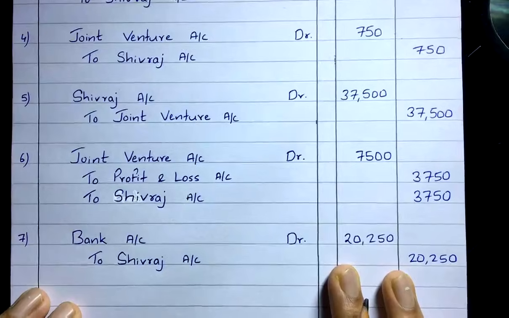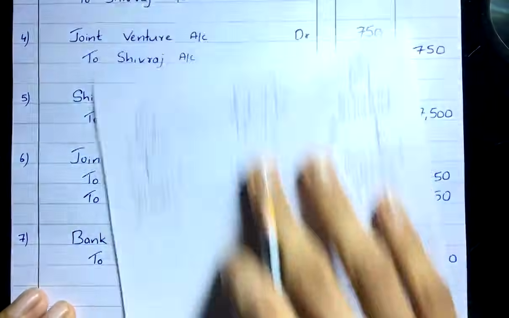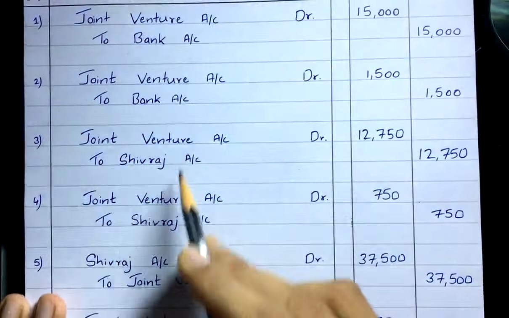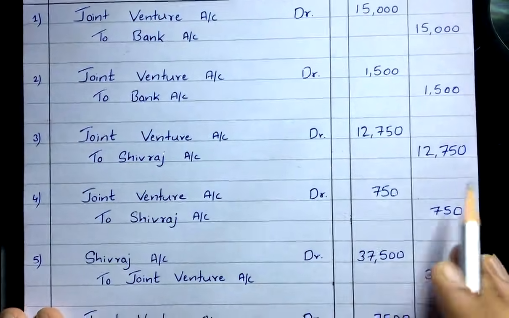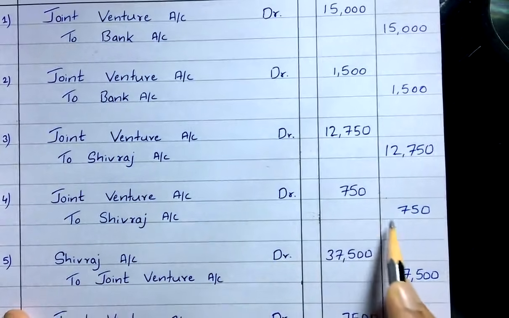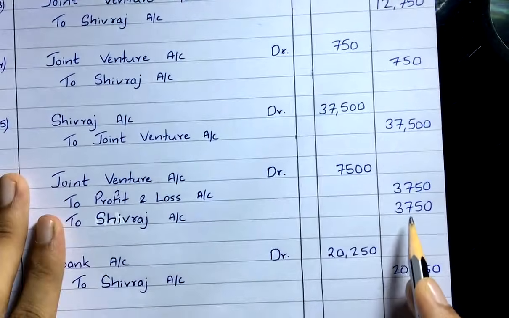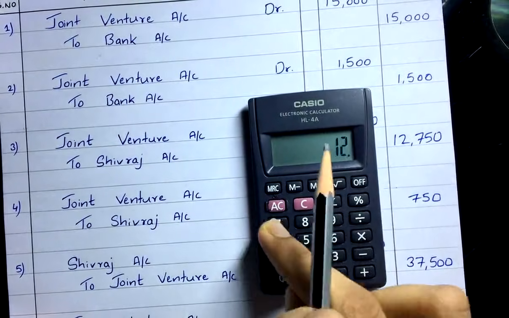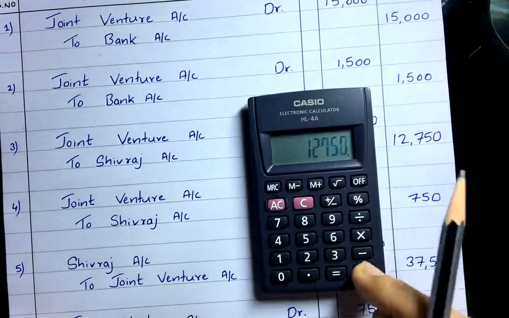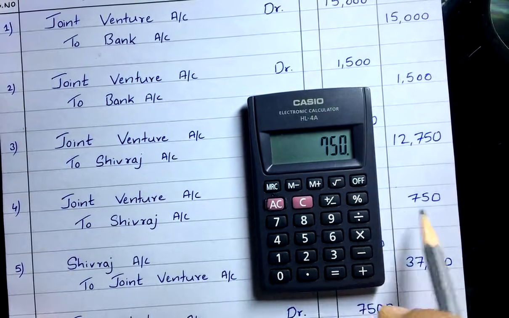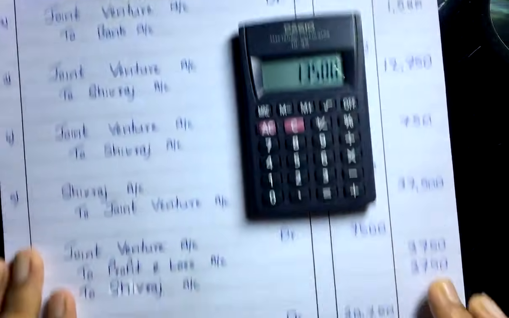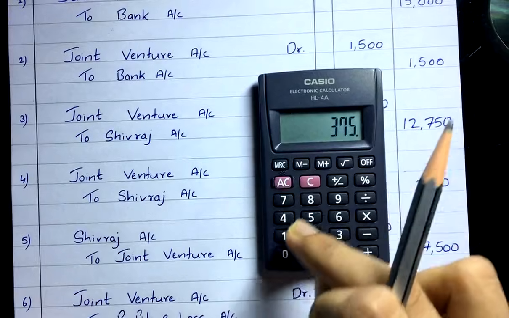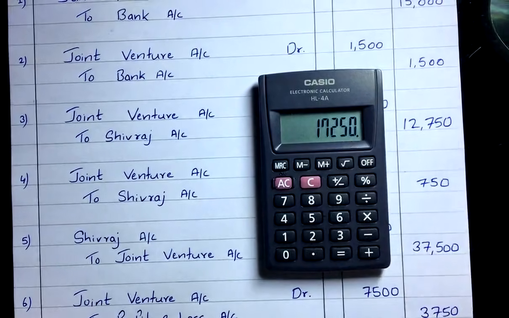You have to find out the balance of the Shivraj account. See how to find out the balance. You have to compare all the Shivraj amounts. See here, you have credit amount of 12,750. Yes, and then again you have here credit amount of 750, and then there is also profit 3750. Let's add up. 12,750 plus 750. Then there is profit of 3750. So his credit side is equal to 17,250.